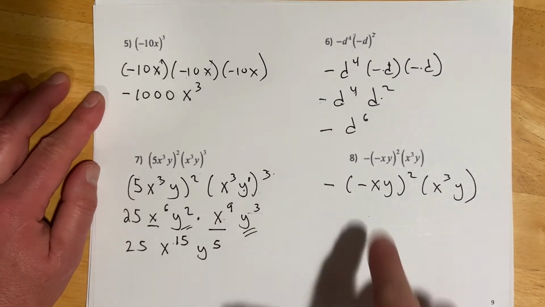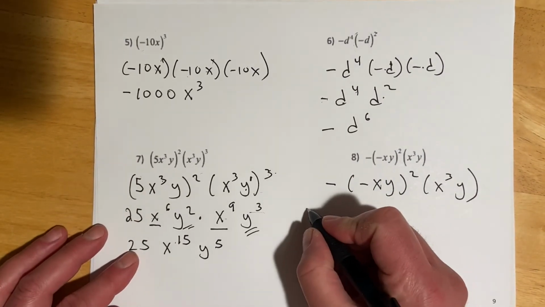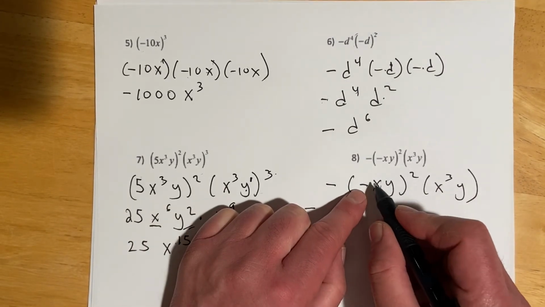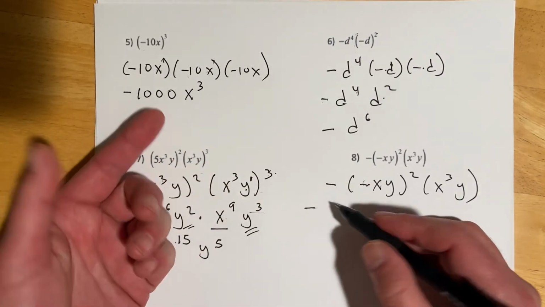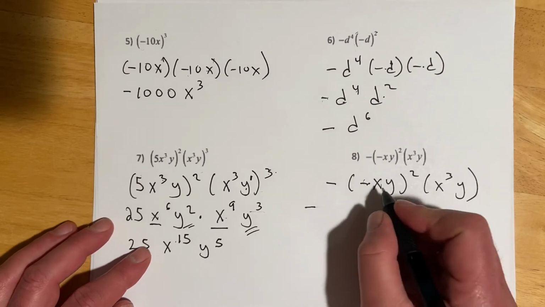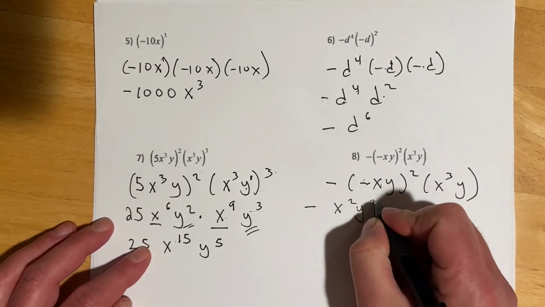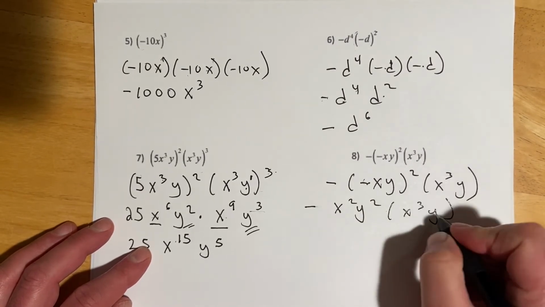And this next one, again, all I did on this line was write it larger. So I'll put that negative out front so I don't lose it. And then this is going to be a negative times negative, so that's going to be a positive for this result, but still a negative because of it being inside. And so I will write that as x squared y squared. And then that's going to be times x cubed y still.